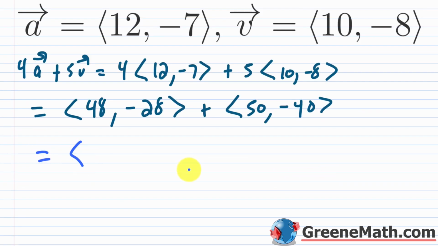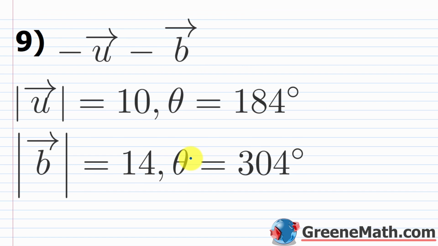Okay, for the final step here, you're going to add the horizontal components together. So 48 plus 50 is going to be 98. And then you're going to add the vertical components together. So negative 28 plus negative 40, that's going to be negative 68. So my resultant, or once again, the resultant vector, if you want to call it that, in component form, the horizontal component is 98, and then the vertical component is negative 68. Okay, let's take a look at problem number 9.